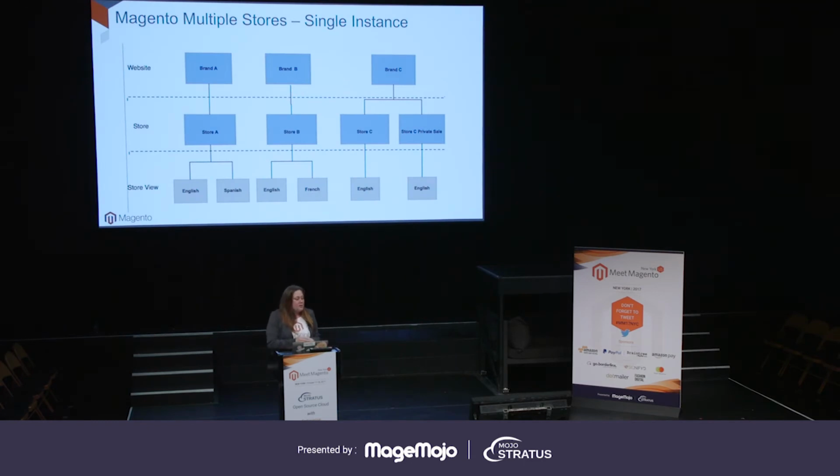And this is what the stores would look like. So we have a website for each brand. We have stores, and we have store views for the languages. So for example, brand A has store A, and then it has English and Spanish. Brand C has 2 stores because it has its main store catalog, and then it has a private sale catalog, and then it has English for each of those.